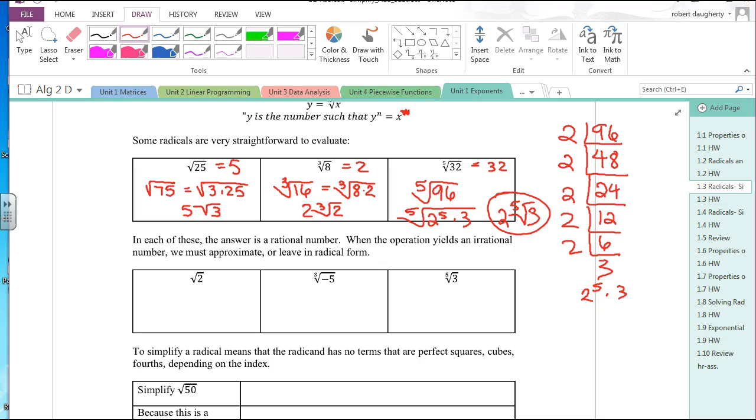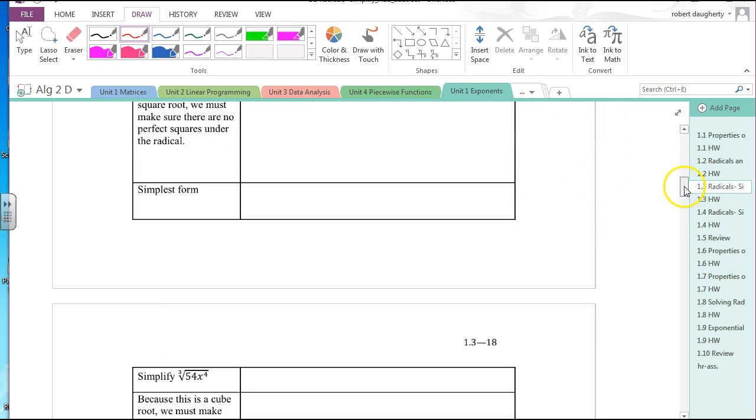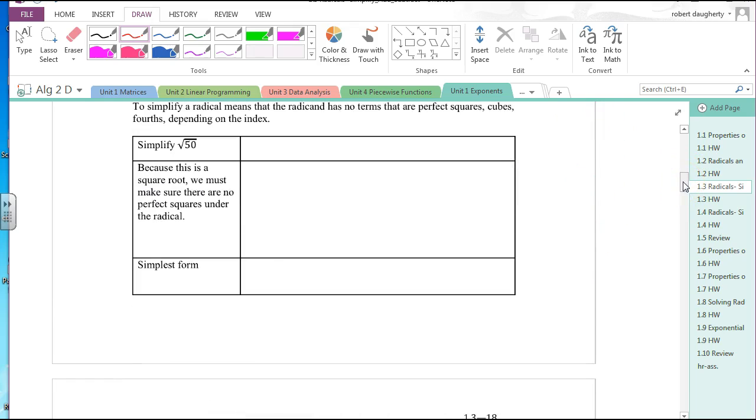So in all of these cases, when I see something like the square root of 75, I know 75 is not a perfect square, but I can simplify it by knowing that 25 is a perfect square. So that's the skill we want to work on in simplifying. So let's take a look at a few examples. Simplifying the square root of 50.